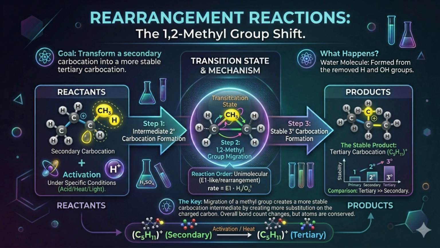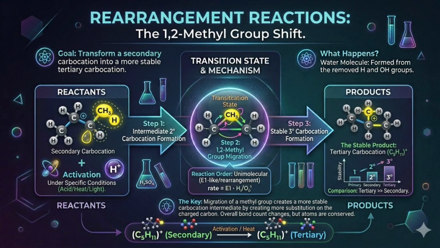Under specific conditions, usually involving acid, heat, or light, an intermediate secondary carbocation is formed. You can see the positive charge on a carbon atom that is only connected to 2 other carbons. In the world of chemistry, secondary is okay, but tertiary is much better. Step 2: The transition state and migration.